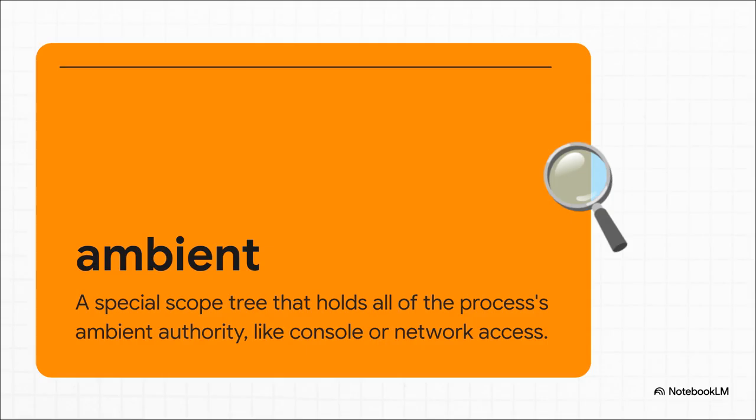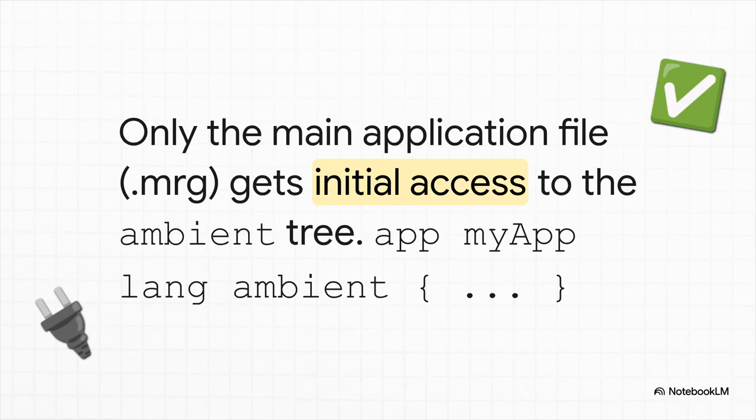It holds all the potential electricity, the ability to write files, make network requests, the whole shebang, but it's all locked away behind a master switch. And only one thing is allowed to flip that master switch: your main application file, the MRG. This line of code you see here is literally the application declaring, "Okay, I am now connecting to the power grid." Meanwhile, all those other modules, the MRM files, they all remain completely off the grid.